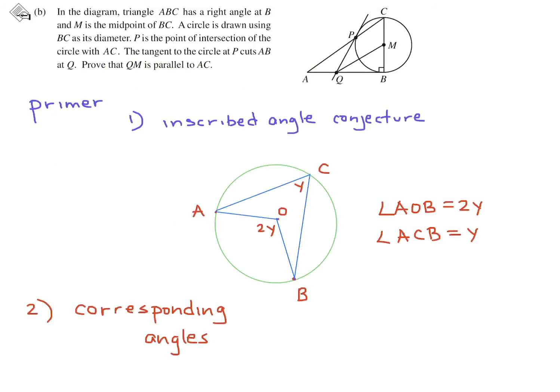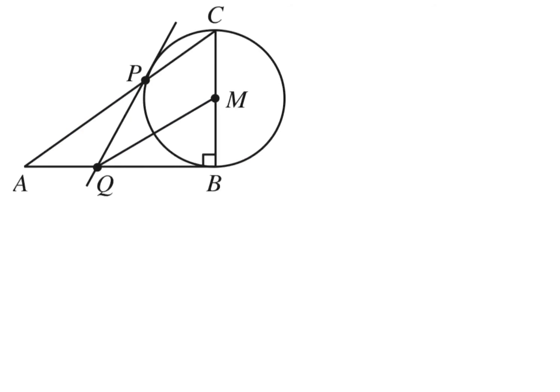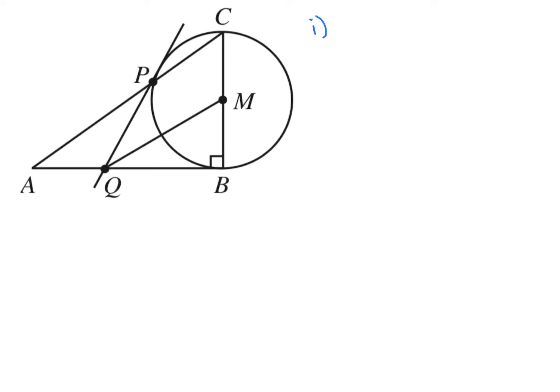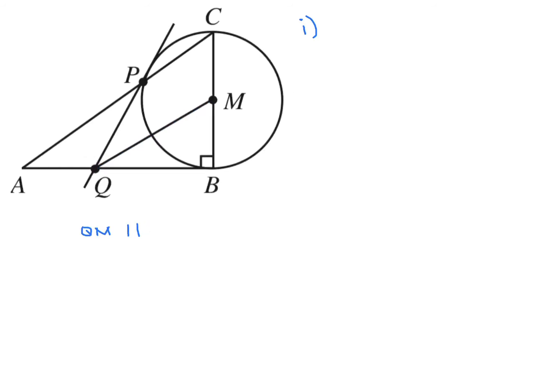So now that we have those two things illustrated, let's move on with the question. This figure will be at the heart of our question. We will keep referring to it. So I blew it up here since we will probably need a bigger version of it. And let's take it step by step here. What are we trying to prove first of all? We have to prove that QM, this line right here, is parallel to AC, this line right here.